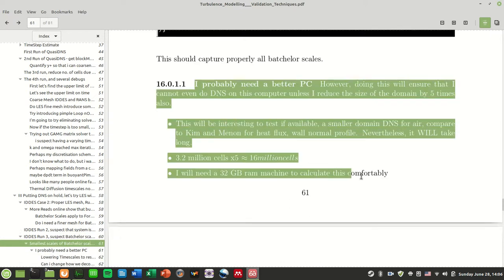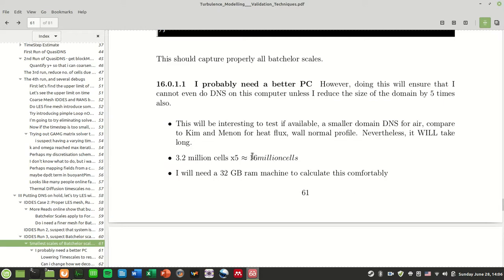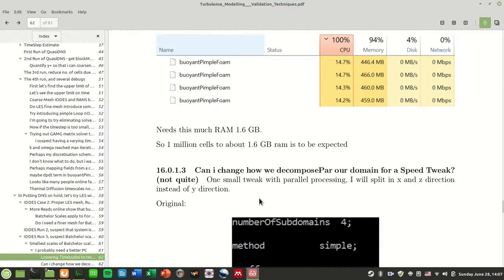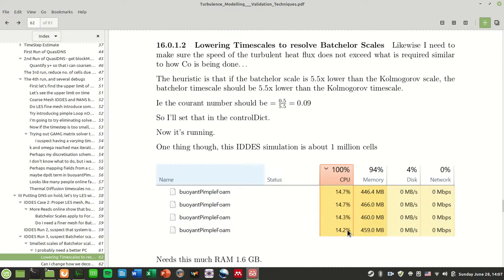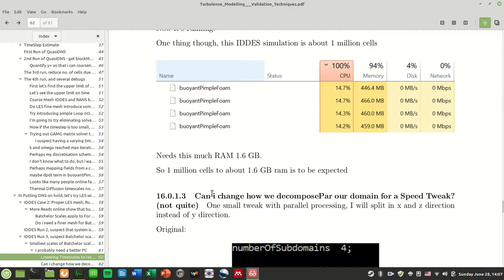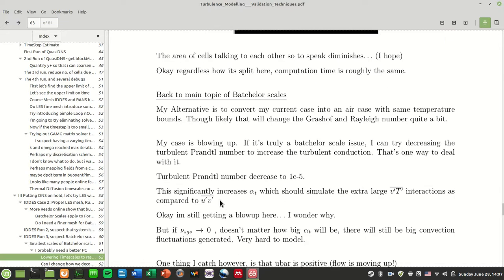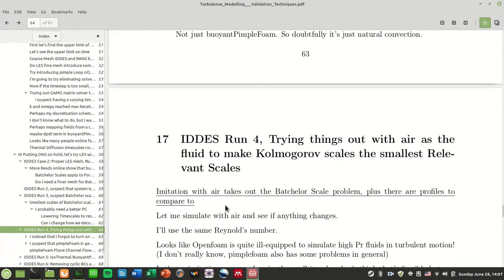Okay. First things first. I made a note here that I need a better PC, because I'll be using about 16 million cells. I need a 32 GB RAM machine just to compute it comfortably. All right. So I was thinking of, hey, let me lower my time step and my maximum Courant number from 0.5 to 0.09 just to ensure that the time step can accommodate these Batchelor scales. Alright, so again, this didn't actually work well. That didn't work well.